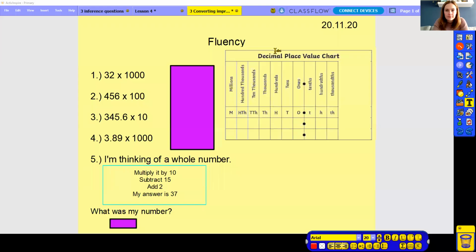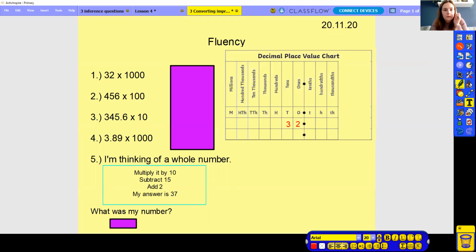Okay then. Let's have a look at the answers for these questions. So the first one was 32 multiplied by 1,000. 1,000's got 3 zeros, 3 placeholders on it. So when we're moving it, we're going to move it 3 places. So for example, if you're going to do it onto the place value chart, if you wrote your 3 and then your 2 in the correct places, okay, so we've got our 32 there.